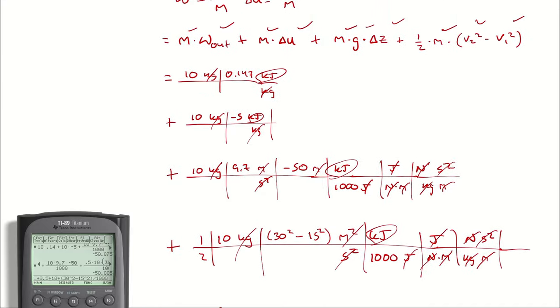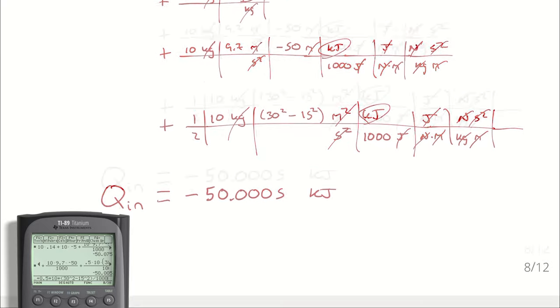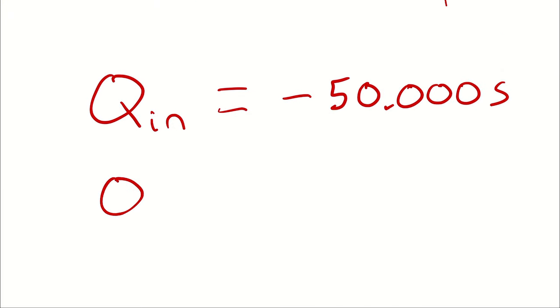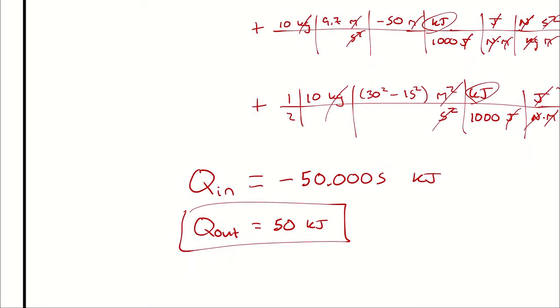So what does that imply about my heat transfer? A negative heat transfer in implies that my heat transfer is actually out. So I would say Q out is 50 kilojoules. And that's the answer to my question.